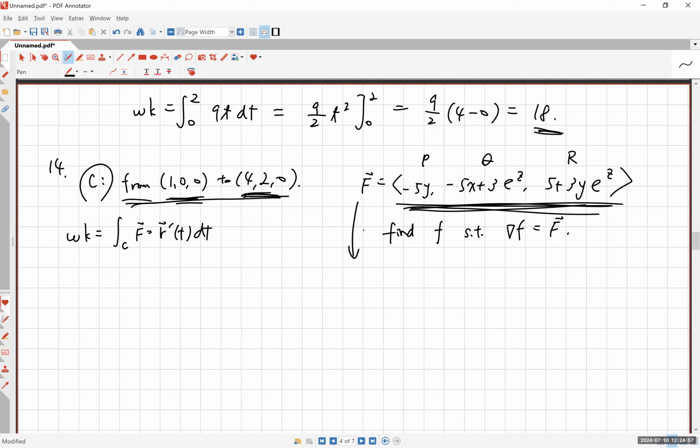Now, a lot of people have asked me over the last many years, how do you so quickly find a potential function? There's really no magic there, right?